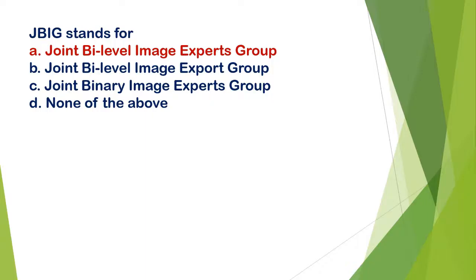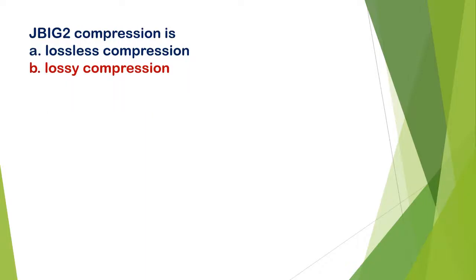JBIG stands for A. Joint Bi-Level Image Experts Group, B. Joint Bi-Level Image Export Group, C. Joint Binary Image Experts Group, D. None of the above. And the correct option is A. JBIG2 compression is A. Lossless compression, B. Lossy compression. And the correct option is B, lossy compression.